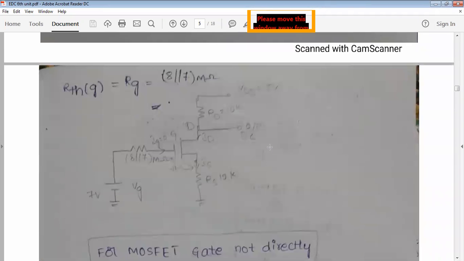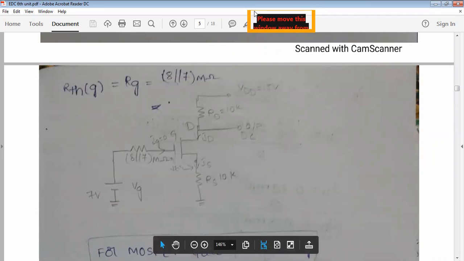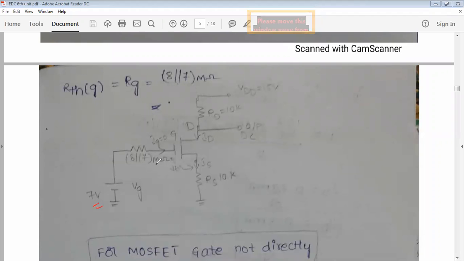Okay, now the final circuit becomes like this one. Vg, V Thevenin at gate, 7 volt. R Thevenin is equal to Rg, that is equal to 8 parallel to 7 mega ohm. And we know that in MOSFET or FET devices, Ig is equal to 0. Whenever Ig is equal to 0, there is no drop across Rg. The remaining all are the same. RD resistor 10K, RS also 10 kilo ohm, VDD is equal to 15 volts.